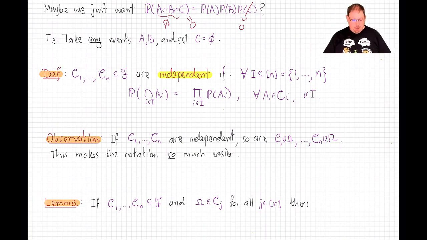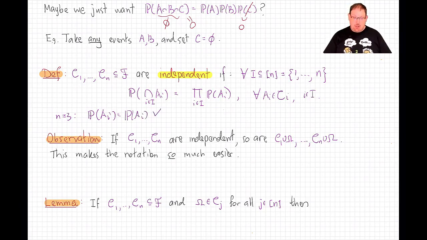Let's look at an example with n equal to 3. With n equal to 3, let's look at all subsets of the set 1, 2, 3. There are, of course, 8 of them. If we take the empty set, then the statement here is vacuous. If we take the 3 one-element sets, then those are just the statements that the probability of Ai is equal to the probability of Ai, which is automatic, so we never need to consider that.